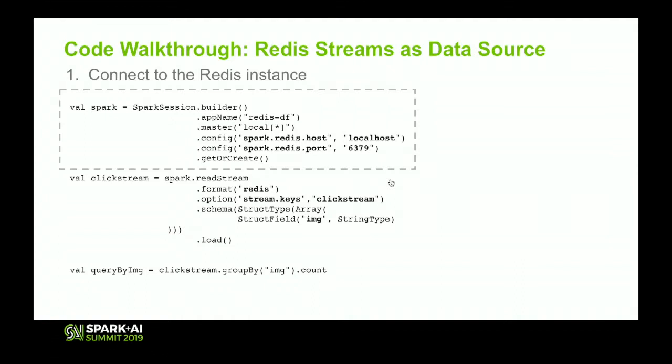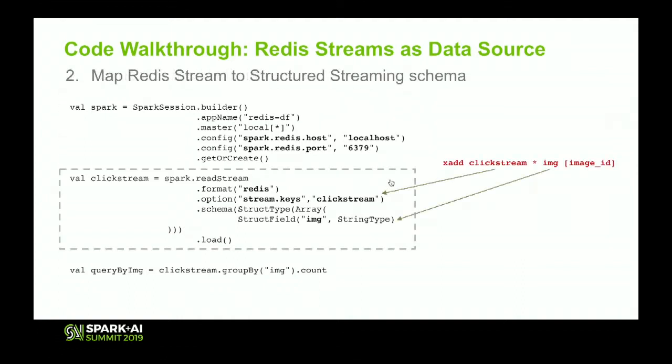You open a Spark session, and you pass all the parameters to connect to Redis. It's very easy. It's all well documented on the Spark Redis library. Second thing is you need to map your data frames to the Redis stream data structure, the names that you have used in the Redis streams data structure.